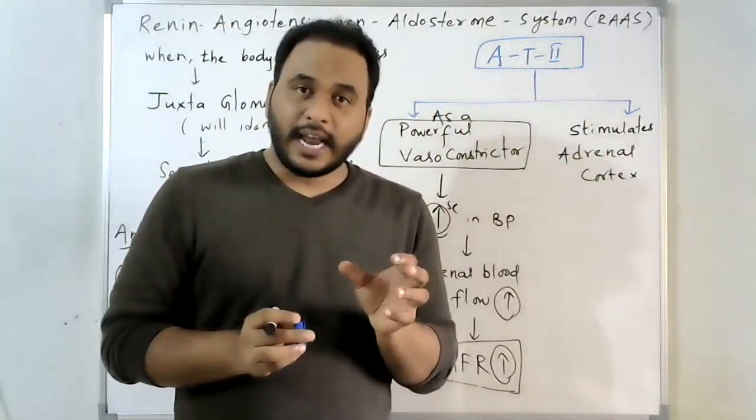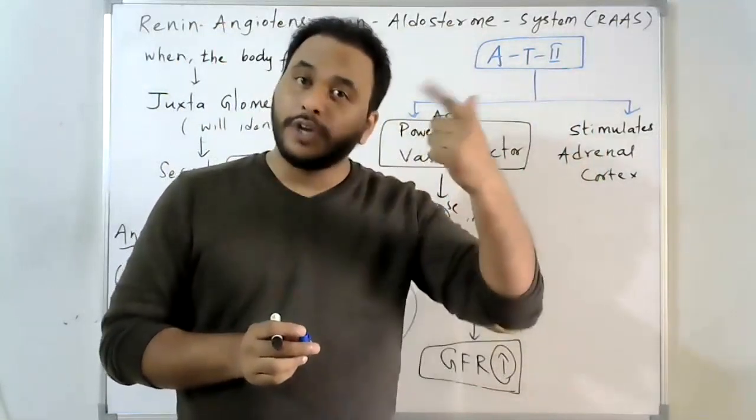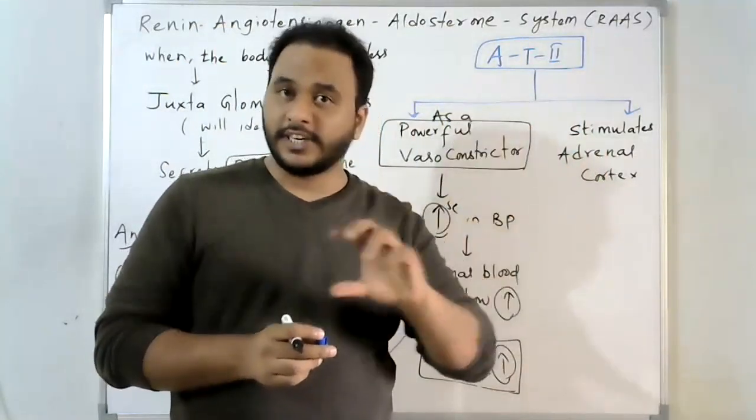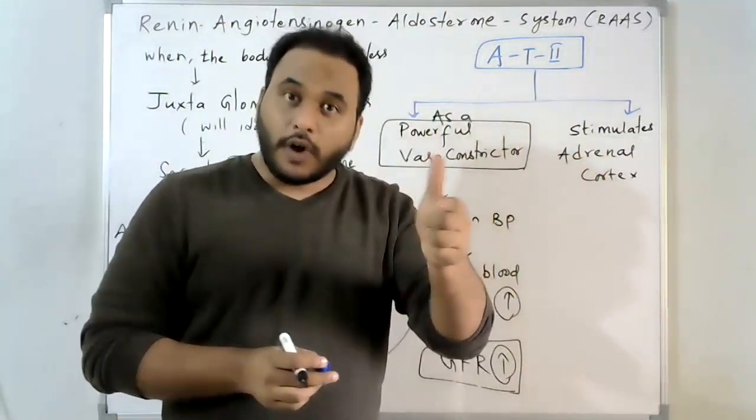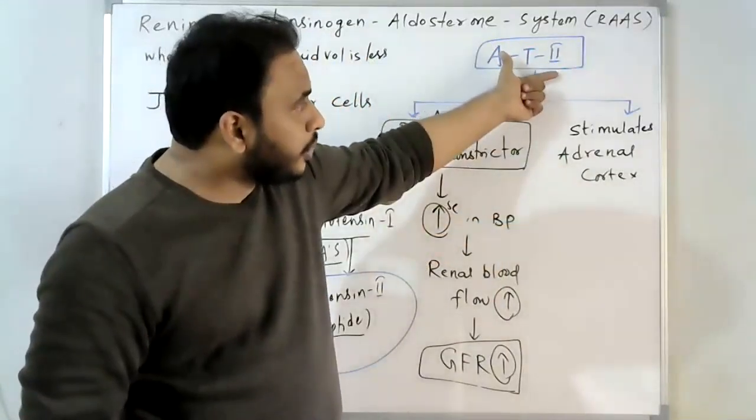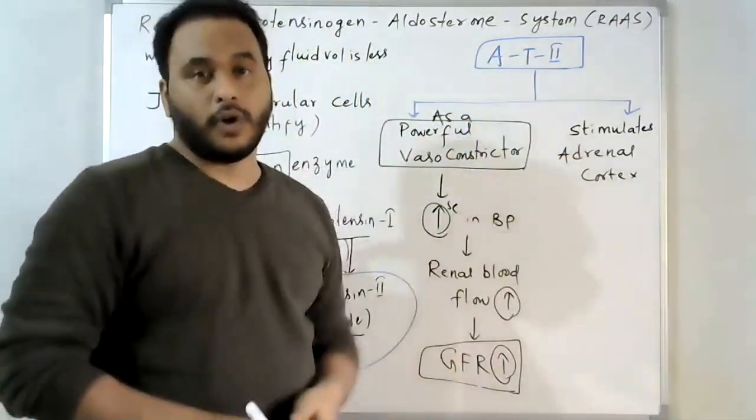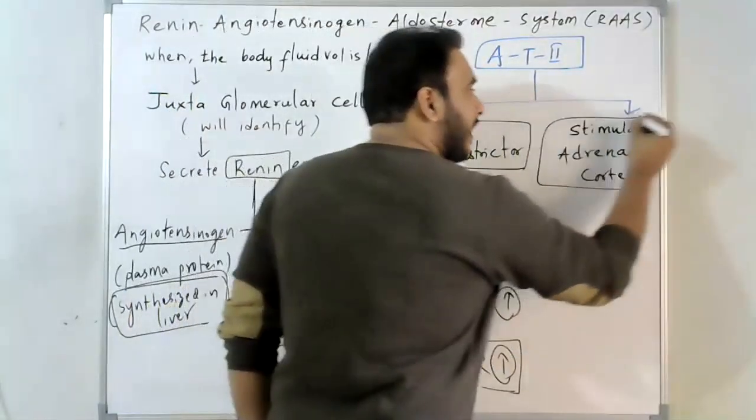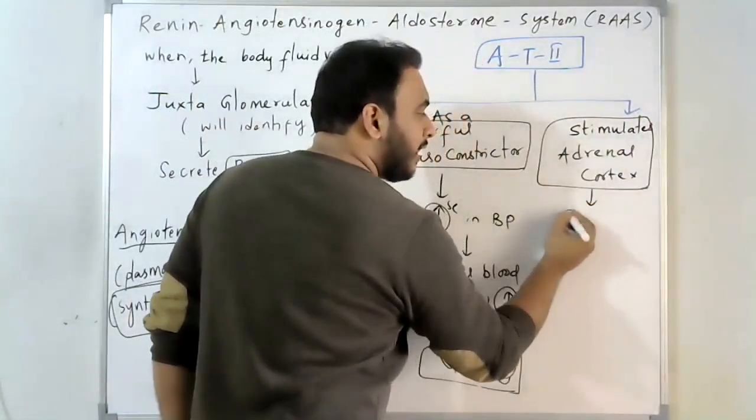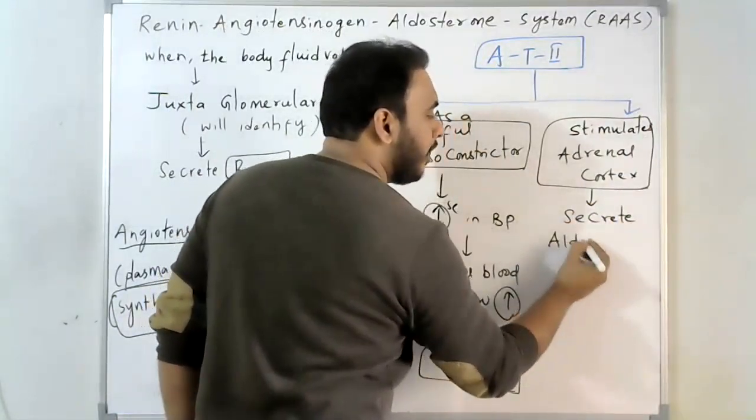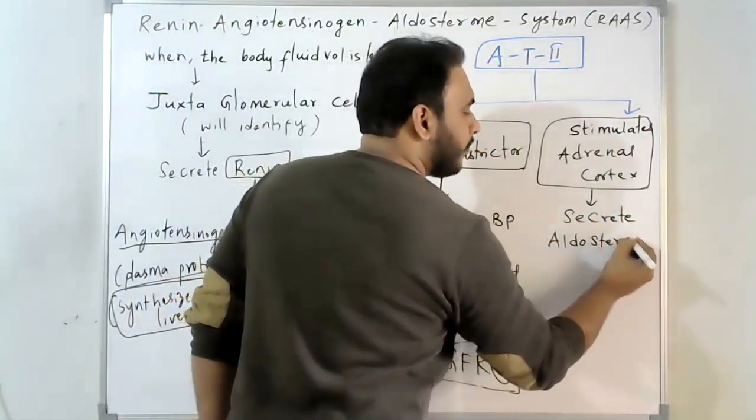Each adrenal gland is composed of two regions, outer cortex and inner medulla, right? So the outer cortex is nothing but the adrenal cortex. So this angiotensin 2 stimulates the adrenal cortex, so that this adrenal cortex is going to secrete a hormone called aldosterone.